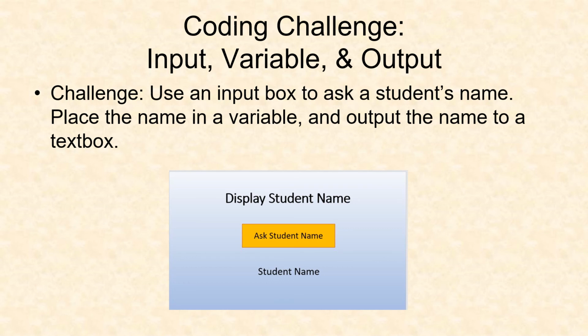So let's try coding this. The coding challenge will be to use the input box to prompt the student to enter his or her name. Then we're going to place their name in a variable. And finally, we're going to use it somewhere: we're going to output it into a text box. So let's see how that's going to look in terms of coding. But first of all, the student will press the button. The input box will appear, and it's going to say, please enter your name, and then the student name will appear here, in a text box. Let's take a look at the coding.